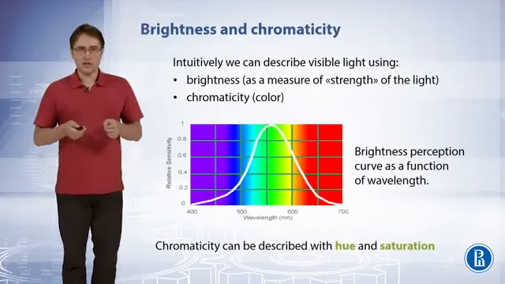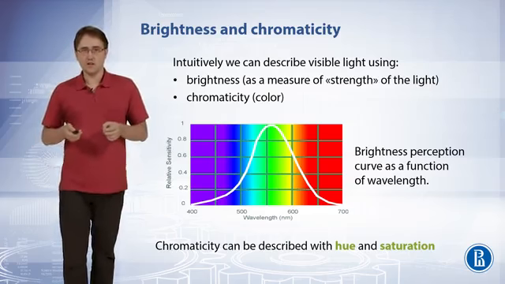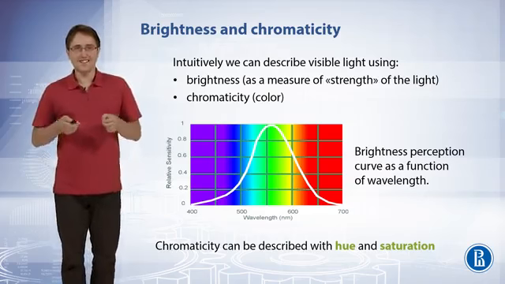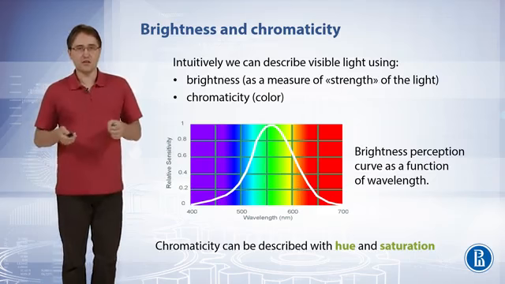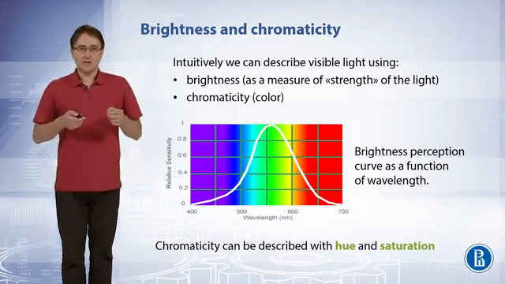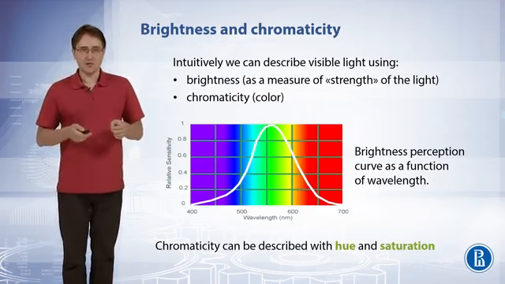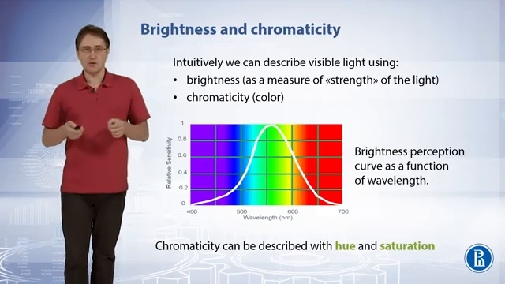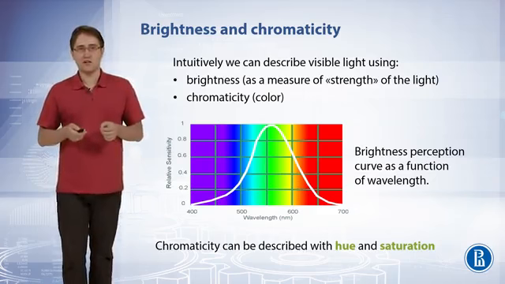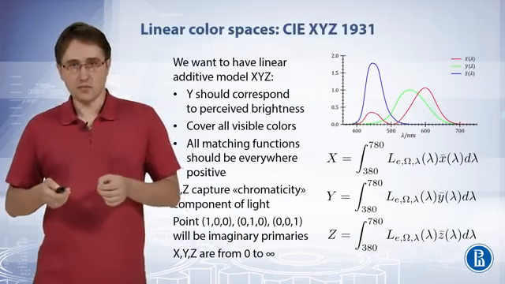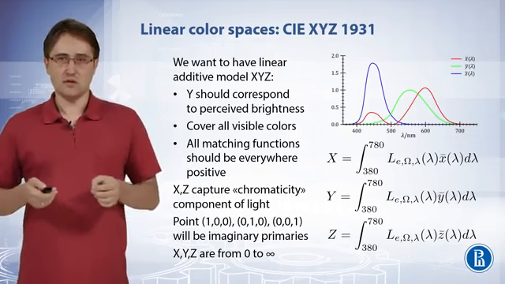The other problem with the RGB model is that it is not very intuitive. Intuitively, we usually describe visible light using intensity of light, or brightness, as a measure of the strength of the light, and color, or chromaticity. Sometimes chromaticity can be broken down into hue and saturation factors. In the RGB model, we have no specific chromaticity information, only weights of the primary colors, and there is no brightness information.